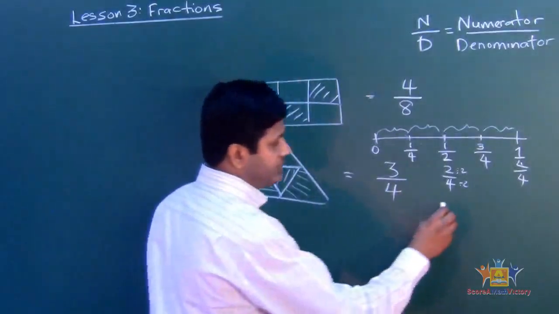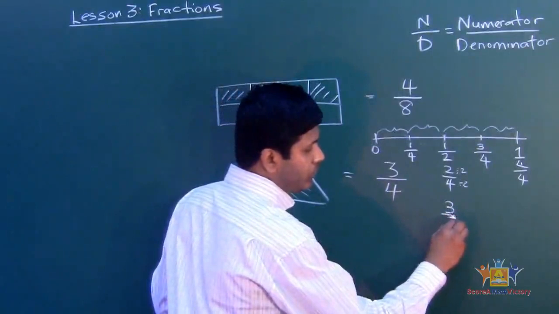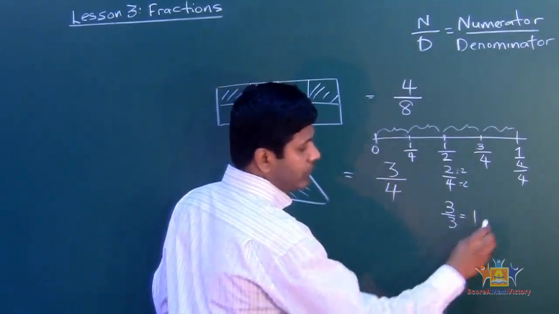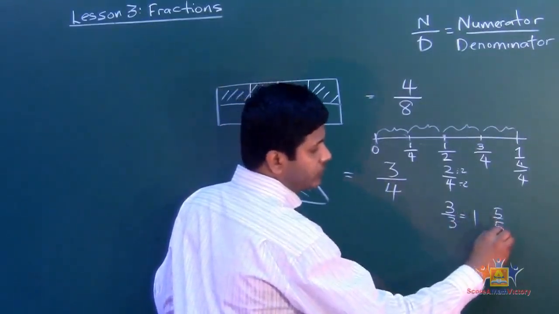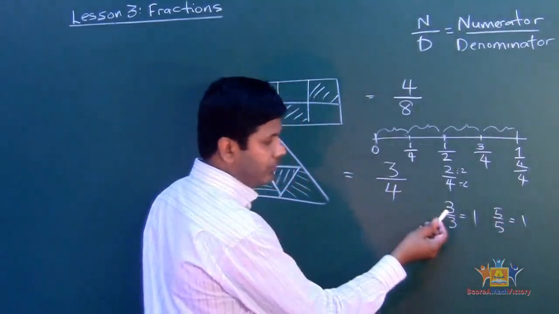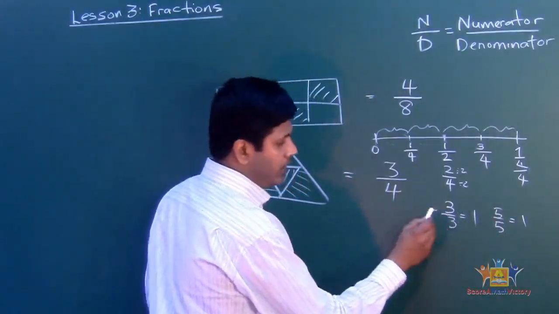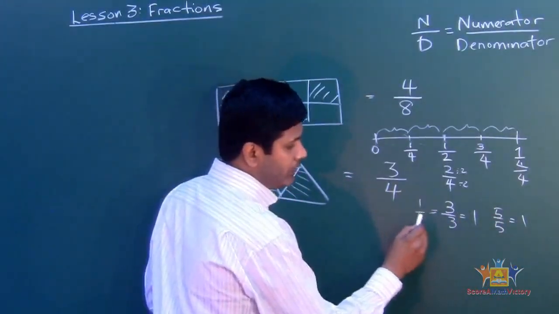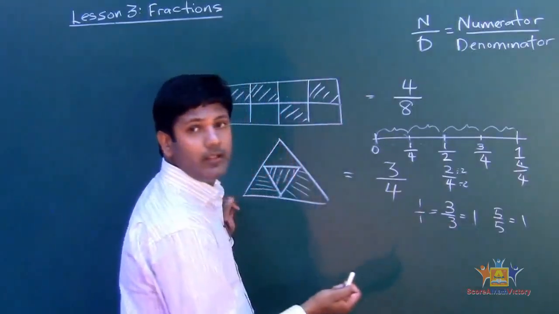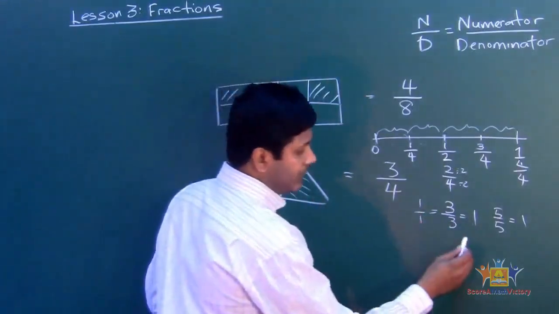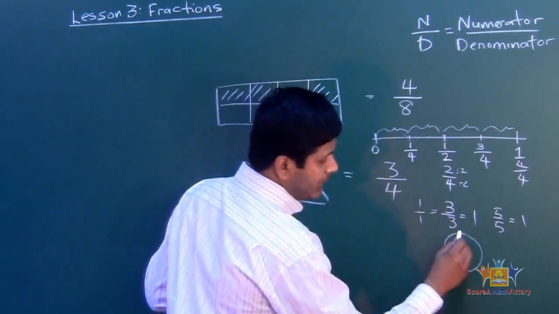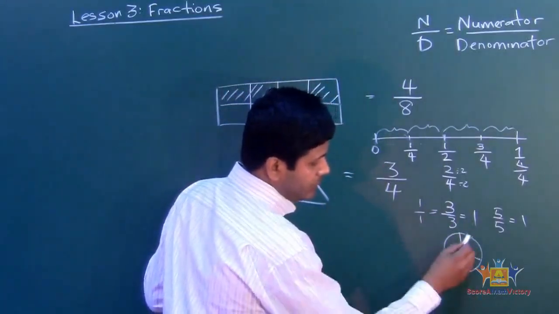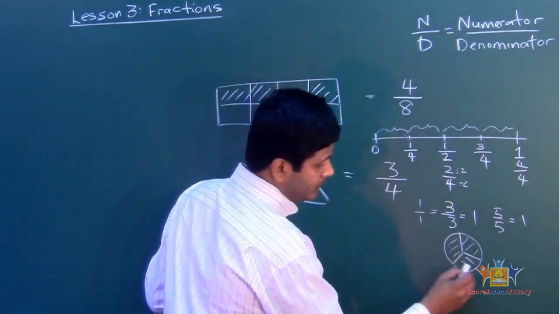What do I mean by that? Let's say, for example, if I have 3 over 3, it's equal to 1. If it's 5 over 5, it's also equal to 1. Why is that? 3 divided by 3 is 1. 1 over 1 is 1. That's a whole pizza. Let's say I got a whole pizza and cut that into 3 parts. If I shaded the whole thing, how many parts are there?